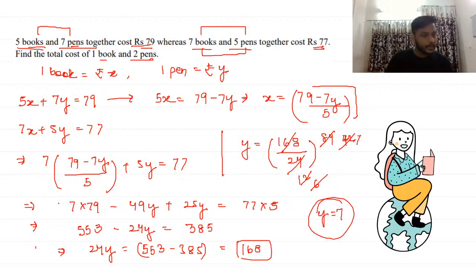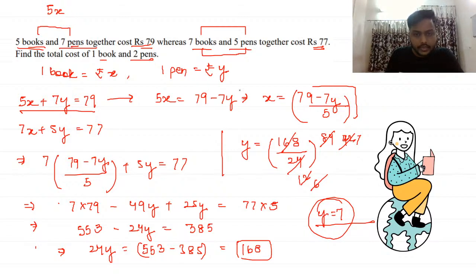Okay, now when your y is 7, guys, what will you do next? Again the same thing. When you have already found out the value of your y, now you will be finding out the value of x, and to find out the value of x, what will you do? You will simply say 5x plus 7y is 79. Okay, so let's do it. 5x remains as it is.